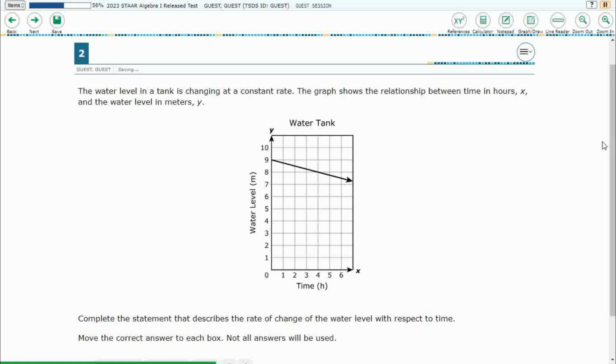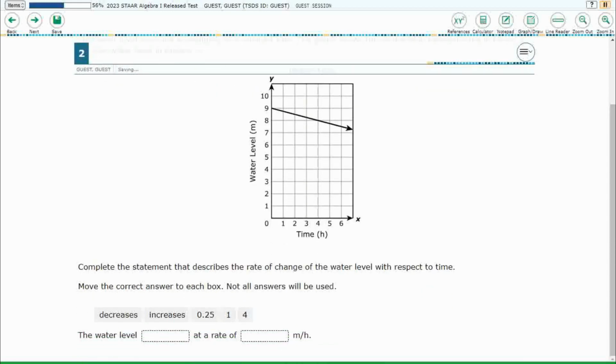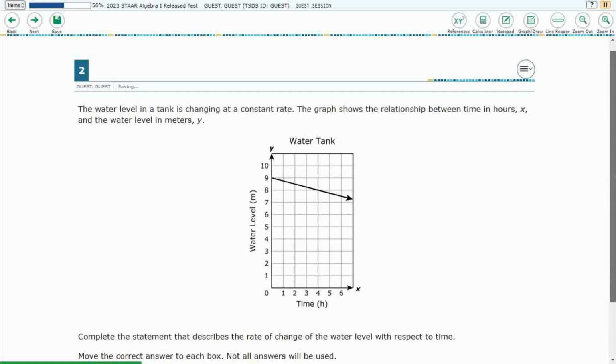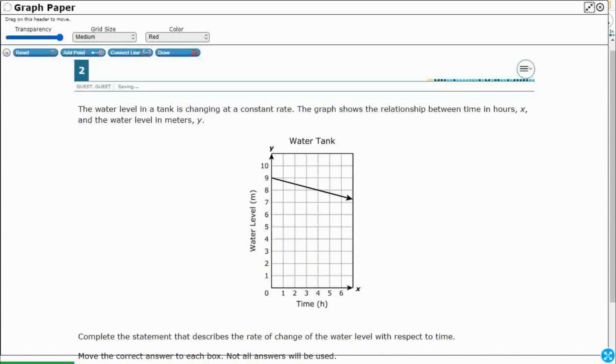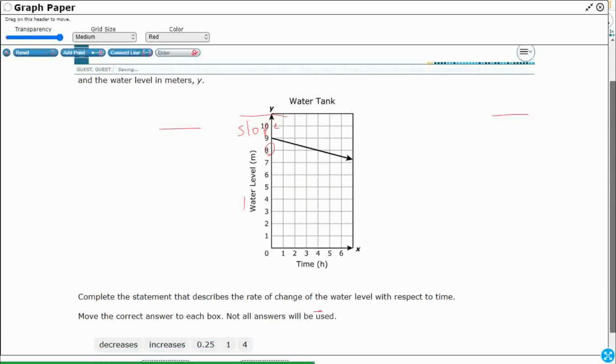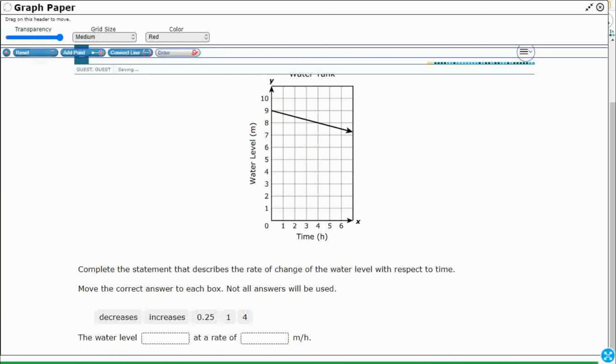Alright, so we need to complete a statement here that describes the rate of change of water level. If we look back up here, we will see that we do have a water level changing at a constant rate. That's going to be important. That means that we could calculate the slope, since it is that constant rate. We've got X hours, and then we've got water level on the y-axis right there. So now that we have that, let's take a look at this graph, because we're going to need to describe it somehow.